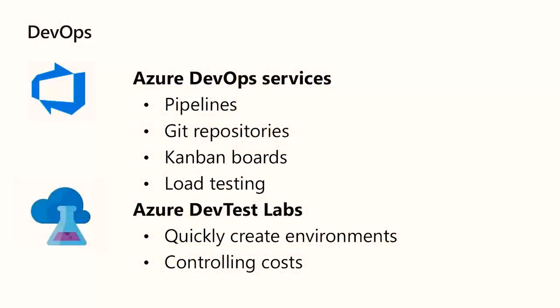So when we want that collaboration with developers, we're going to use the DevOps services to give that, where we can use the Kanban boards, Git repositories, where we can do some load testing. We have some pipeline capabilities here. We can really get a good look at how those developers work together. We're going to use DevOps services.